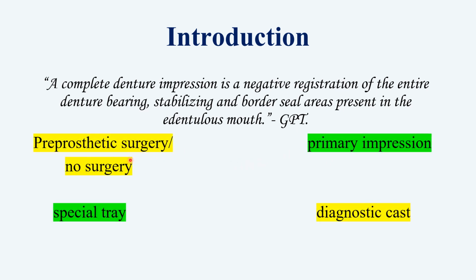Now, if the patient requires a prosthetic surgery or no prosthetic surgery, first we take a primary impression, and from that primary impression we pour a diagnostic cast, and from the diagnostic cast we make a special tray. That is, it is a custom tray which is according to the patient's size and shape of the denture.